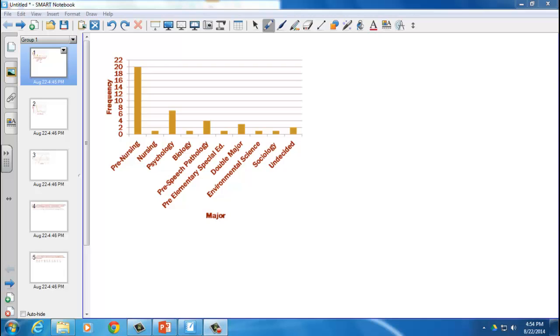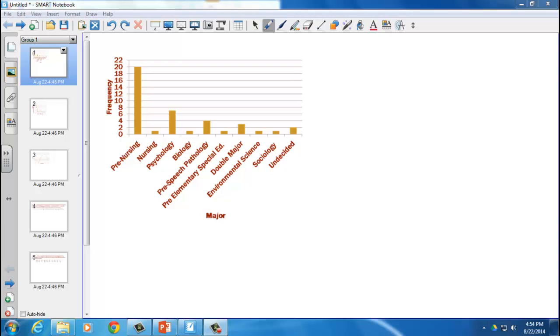Now, whenever we're looking at a variable that is numeric in nature, you start from the low end on the bottom left and you work your way to the high end all the way to the right. So from low to high, left to right on the x-axis. Major, there's no quantification of major. You can't say, oh, well, biology is less than psychology. I mean, you could because you have a bias, but it's not inherently numeric in nature.